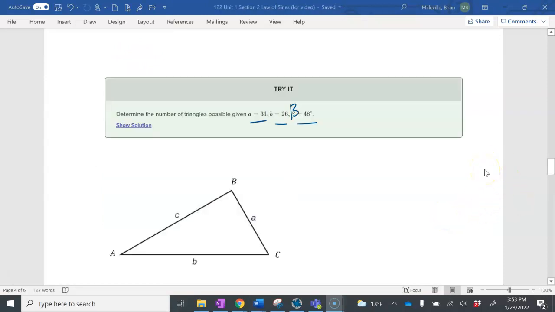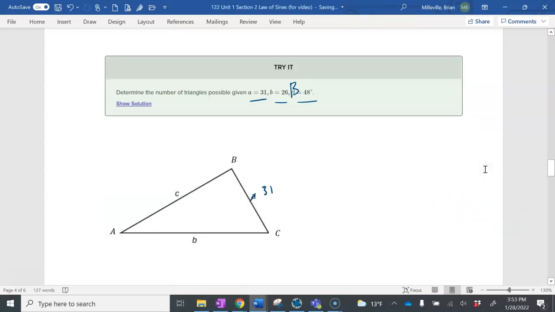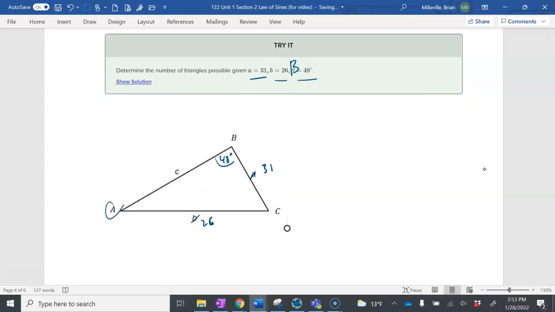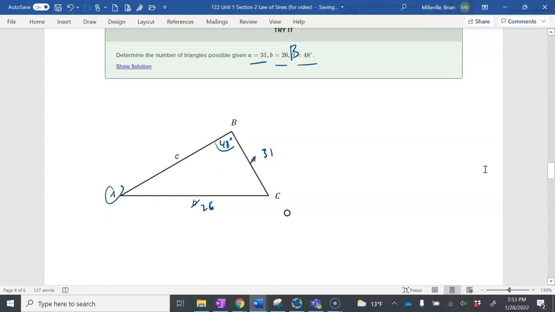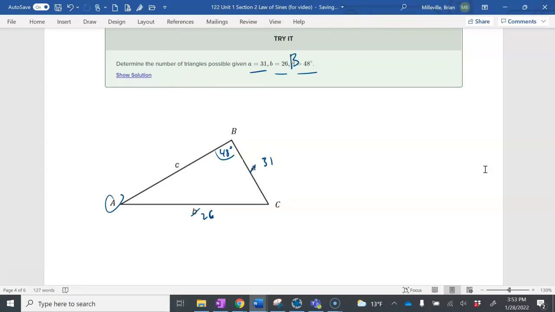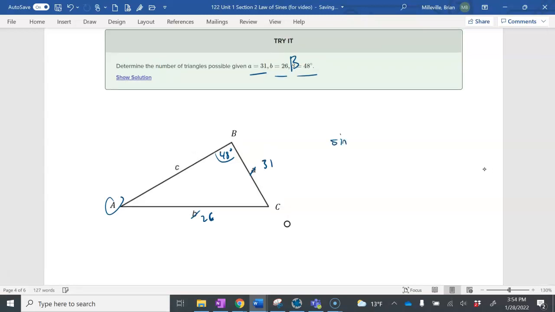Let's label the figure here. We know this side length is 31. We know side length B is 26. And we're told that angle B is 48 degrees. Let's try to find this missing angle here, capital A. What we're going to see, and again, I've drawn it this way, is that there are going to end up being two solutions to this, two possibilities for the angle A in this scenario.